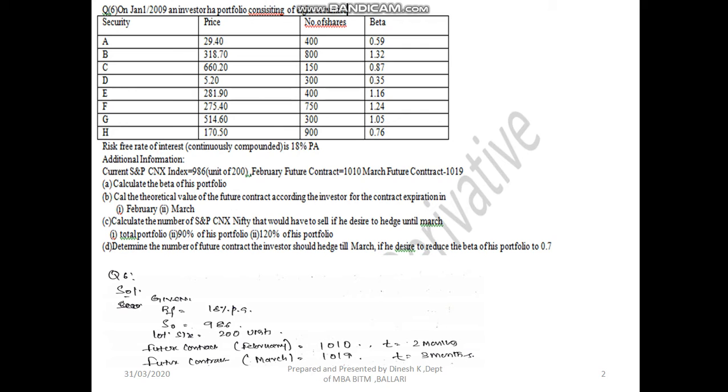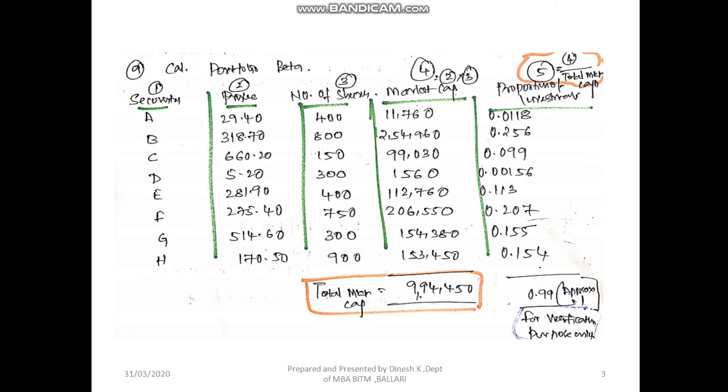For hedging the ratio, we need to use what is given, the future contract value here, right? So then again, under sub question C, we need to calculate the hedging ratio for the total portfolio, then 90% of the portfolio and 120% of the portfolio. Then sub question D is to determine the number of future contracts the investor should hedge until March if he desires to reduce the beta of his portfolio to 0.6.